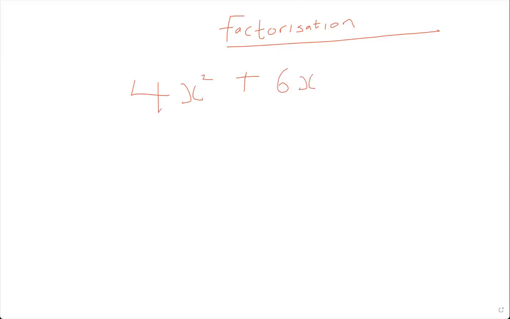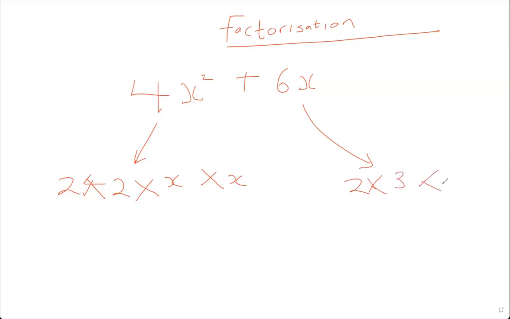if you look at the first part now, you can see that this one is 4. This one is like 2 times 2 times x times x. While this one is like 2 times 3 times x. Can you see?